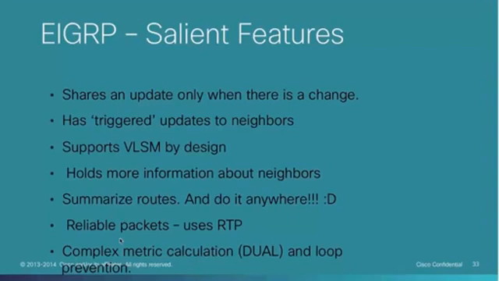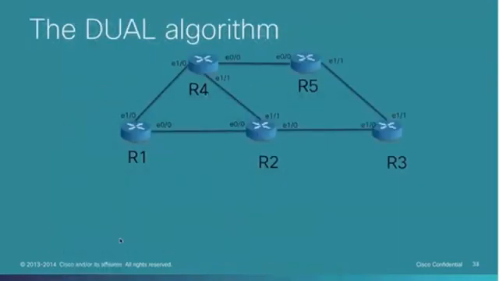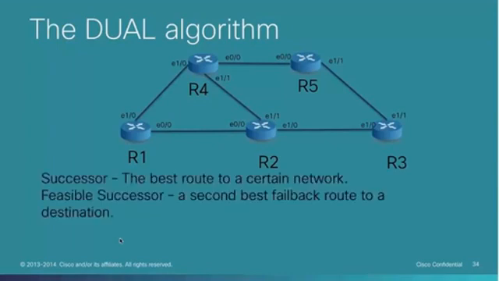Then it has a complex metric. Now, the EIGRP metric can be as complex as you want it to be, depending on the different things that you can bring into the picture, right? So it's a fairly complex metric, and we will go into that at a later time. And it also prevents loops. Now, let's take a simple topology, right? R1, R2, R3, R4, and R5. We are running a little tight on time, so I'll try and cover as much as we can as far as what I was planning to do in this session is concerned.